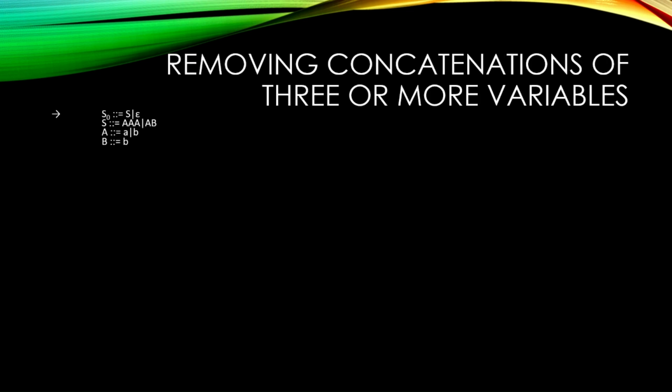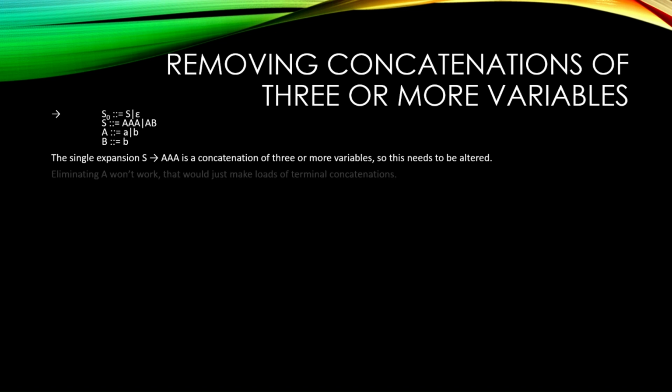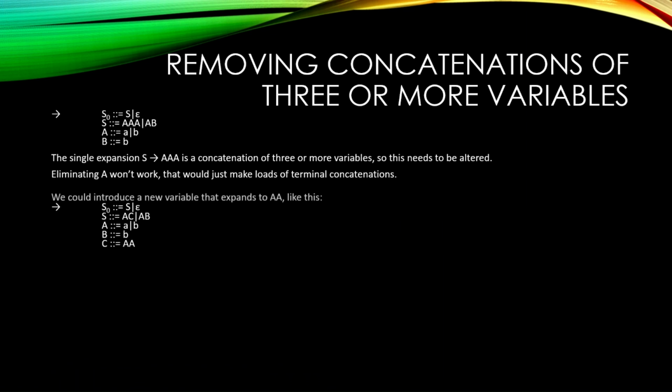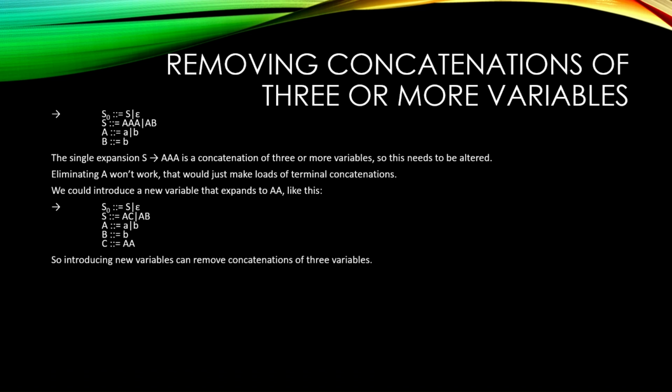So with this, let's now have a look at S expands into AAA. It's a concatenation of three or more variables, so this needs to be altered. Eliminating A won't work, that would just make lone terminal concatenations. We could introduce a new variable, so eliminating won't work, introduction could work. So if we were to say C expands into AA, we could say S expands into AC, and then C expands into AA. So that would give AAA, and the third rule looks like it's being obeyed. So introducing new variables can remove concatenations of three variables, for example.